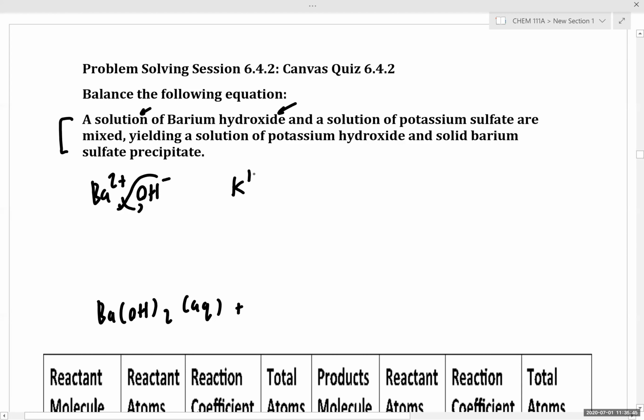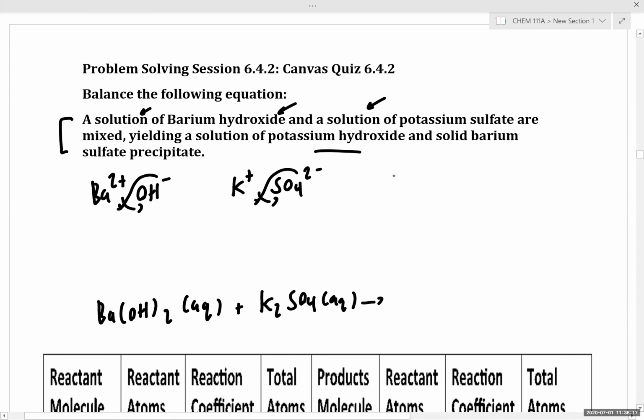Potassium sulfate, potassium sulfate is potassium plus. Would someone like to provide the formula for sulfate? Notice you have to be really particular here. It's the ATE ending. So what's the formula? -2. Yep, SO4 2 minus. We cross our charges, and that gives us K2SO4. It's a solution, so it's aqueous.